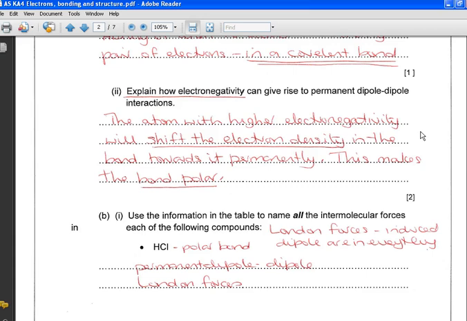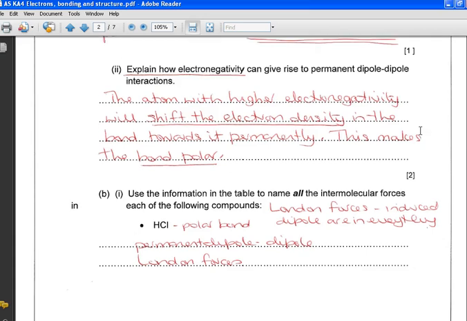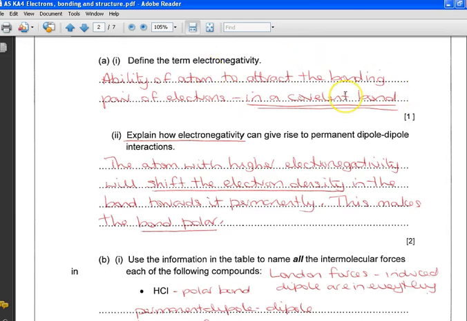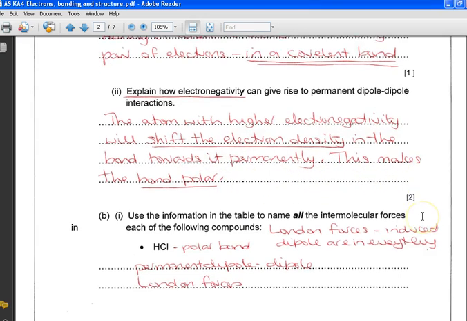How does electronegativity give rise to permanent dipole-dipole interactions? A number of you totally missed the point of this question and didn't mention electronegativity. Obviously, you've just defined electronegativity. These 2 questions kind of go together. You've defined it. Can you apply that definition now? So if one of the atoms in a bond has a higher electronegativity, the electron density in that bond will move towards the more electronegative atom, making the bond polar. So they're the 2 crucial ideas that should have been in that answer.